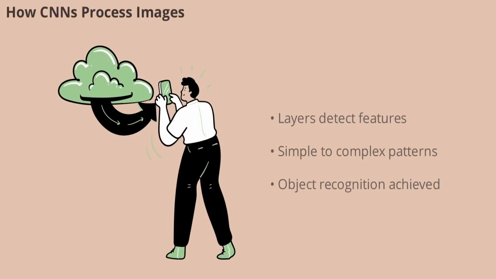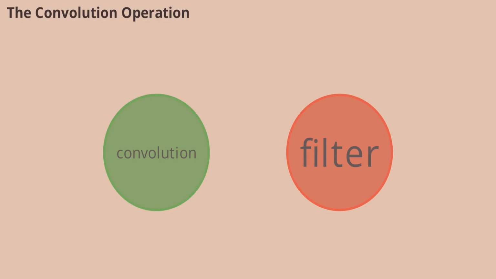CNNs process images through a series of layers, each with a specific job. The first layer looks for simple features, like edges or color changes. As the image moves through deeper layers, the CNN combines these simple features into more complex patterns, such as shapes or textures. By the time the image reaches the final layers, the CNN can recognize entire objects. This layered approach allows CNNs to handle complex images with impressive accuracy, making them the backbone of modern computer vision. The heart of a CNN is the convolution operation.